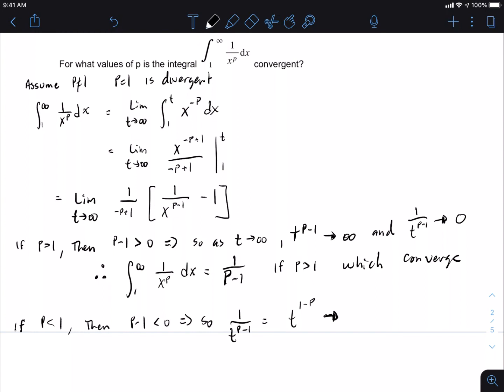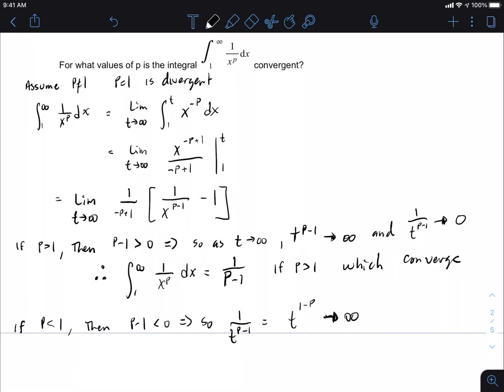As t goes to infinity? Because p is going to be some fractional number, right? So let's say a half. So 1 minus a half is going to be the root of t. But if t takes off to infinity, what's the root of an infinite number? Well, it'd still be infinity, right? That's right. So this thing's going to take off to infinity.